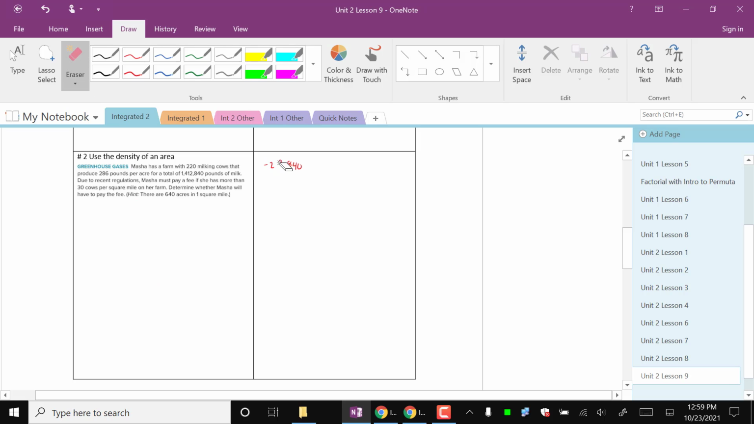Looks weird. So let's erase that and let's fix that up. Again, 1,412,840 pounds. Divide by the acres is 286 pounds per acre. So if we take the weight and divide it by the density, we end up getting that the acres of the farm is 4,940 acres.